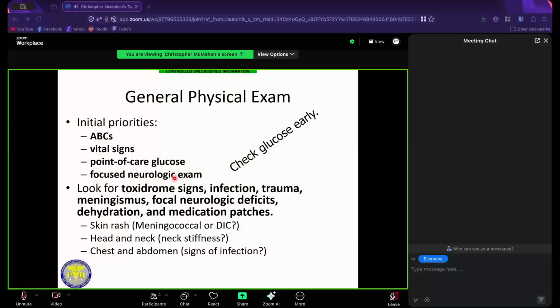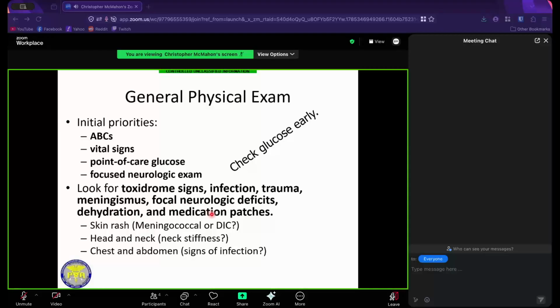And then get your focused neurologic exam. Do the full-on thing. Make sure we don't have focal neural deficits or other issues going on. Go through the cranial nerves, do the cerebellar ones, because that might help you localize where an actual infarct might be. Just getting an MRI in an AMS patient is risky business, because you may find all sorts of findings in elderly folks, and you don't know which one is actually causing it. Look for signs of toxicity, infection, trauma, meningitis, focal neurologic deficits, dehydration, medication patches.